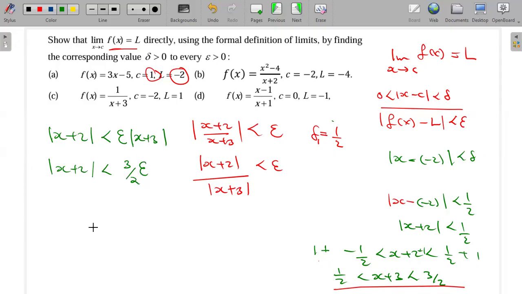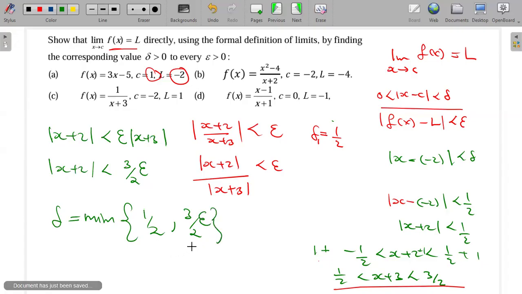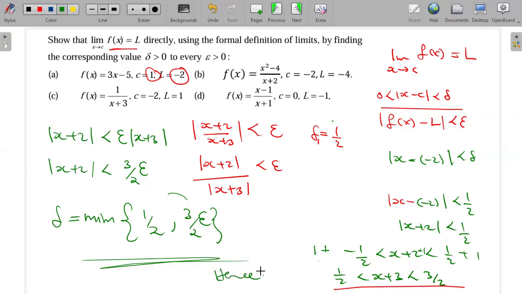Now, what is your delta? The corresponding delta, which makes this successful, is the minimum between the half and what you got, which is 3 over 2 epsilon. And of course, this is just going to depend on the value of epsilon which you're going to get. But epsilon is usually small, so it can be this one or that one, depending on what value of epsilon you get. But you end here and you just say hence shown, like that.